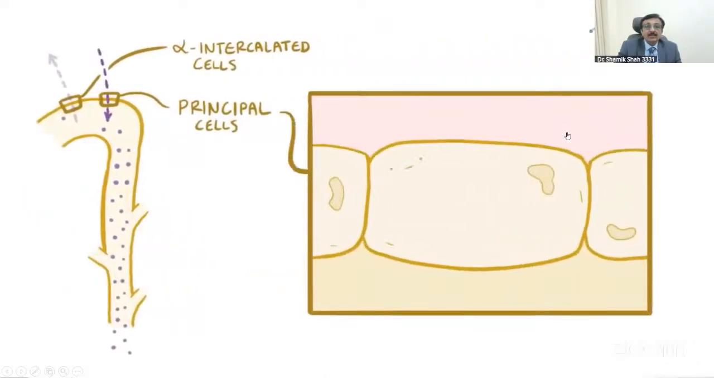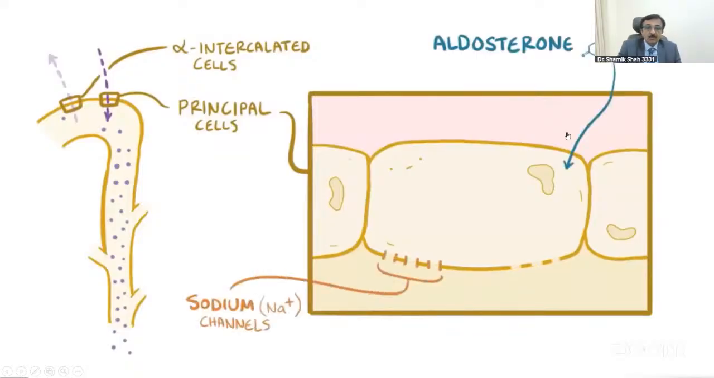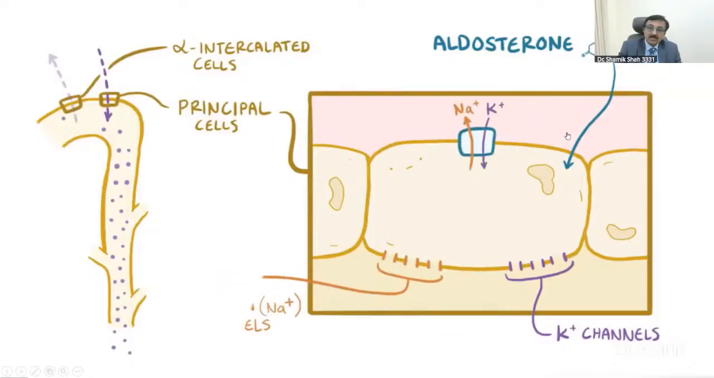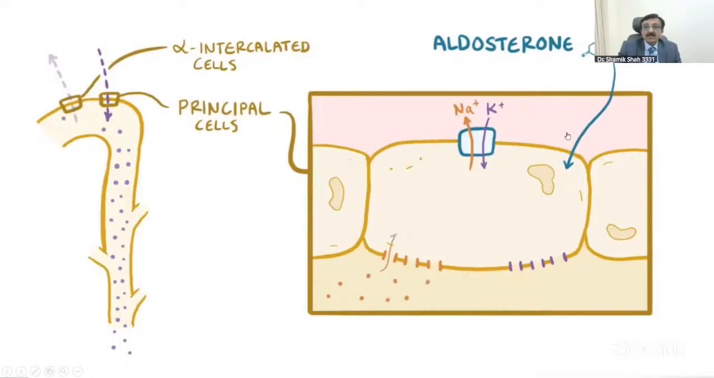So if we blow up and look at a principal cell, then aldosterone is one of the hormones which acts on the principal cells, and it opens the sodium and potassium channels on the luminal side. On the basolateral side, we can see the sodium-potassium ATPase pump, which is again stimulated by the aldosterone. So what happens is, from the luminal side, sodium is taken up inside the principal cells, and then it exits and goes inside the blood through the sodium-potassium ATPase pump.